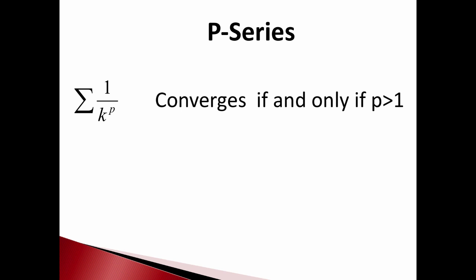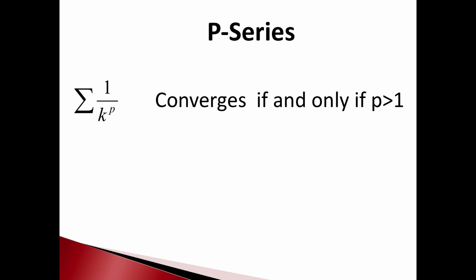Well, another super important, in fact, a whole family of series are what we call p-series. In fact, the harmonic series is just a p-series when the p is equal to 1. So a p-series is 1 over k to the p power. And the harmonic series is just the special p-series when p is equal to 1. And this guy will converge if and only if the p is bigger than 1.